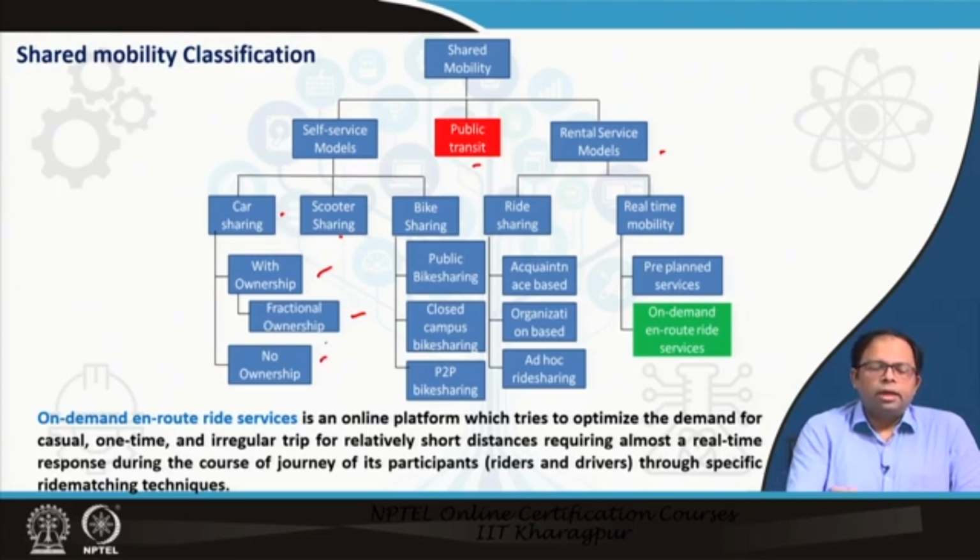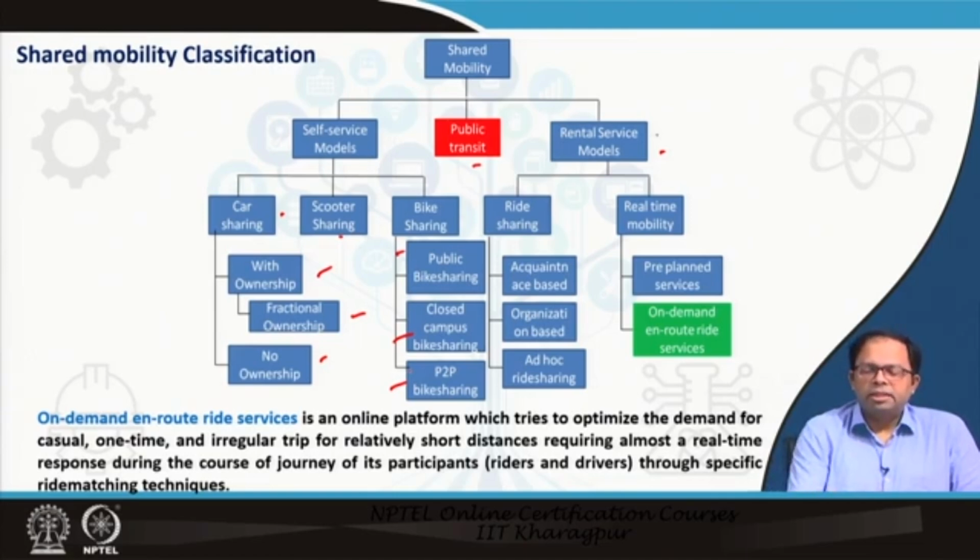In bike sharing, it could be public bicycle sharing, closed campus bicycle sharing, or peer-to-peer bicycle sharing. So this is also sort of a self-service model. That means I will go, I will use a bike, and then I will go. Nobody is going to help me. But there is an online platform behind it, which will help me to use that particular bicycle.